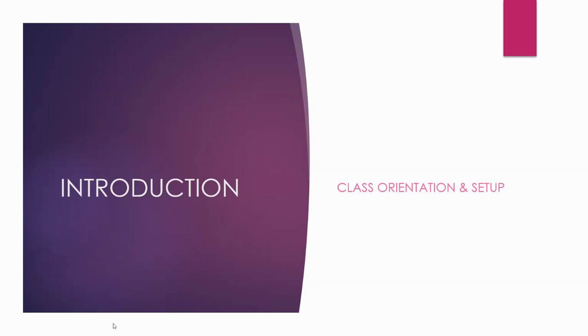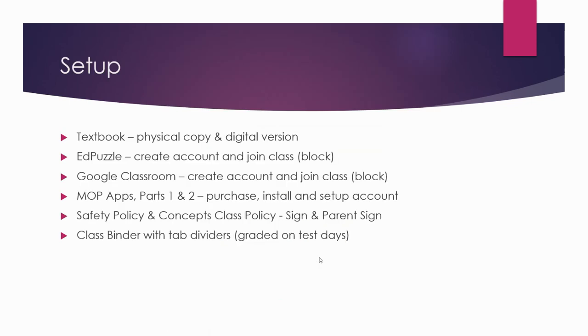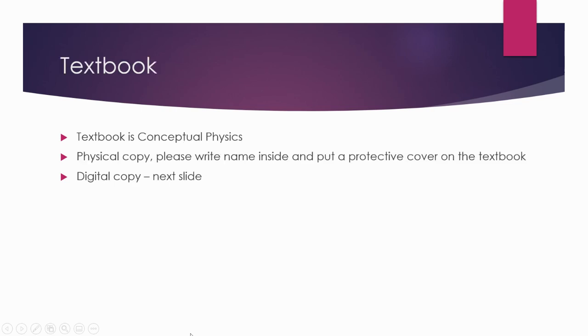So in this video, I'm going to walk you through some of the class orientation and setup. The things that you're going to want is this sheet of paper that has a checklist for you to walk through, going through all of this stuff. The things that I'm going to cover are your textbook, setting up Edpuzzle, Google Classroom, a MOP app, some documents that you have to sign, as well as setting up your binder for class.